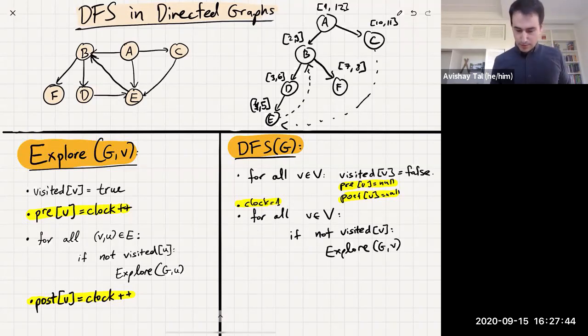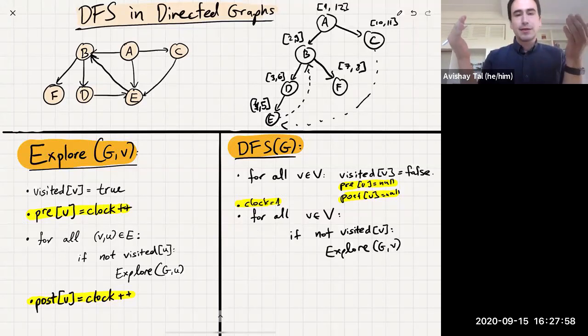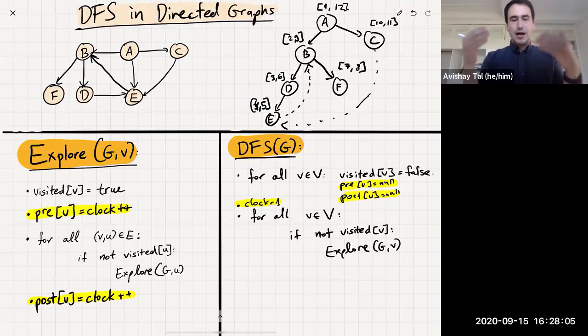And now I want to ask some questions about these pre and post numbers. If you think about it, what do they represent? They represent the first time that the vertex was on the stack and the last time that it was on the stack. Whenever we call explore, we put something on the stack, and whenever we are done with the subroutine explore, we pop something from the stack. So these numbers really represent the first time and the last time that the vertex was on the stack. Any questions about these pre and post numbers?